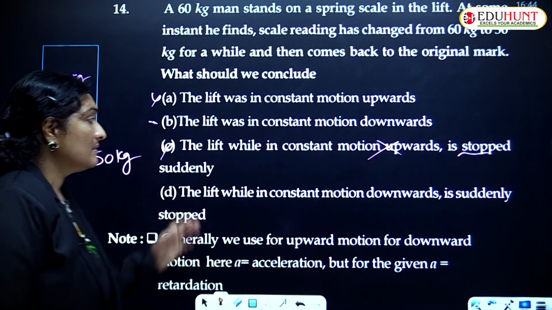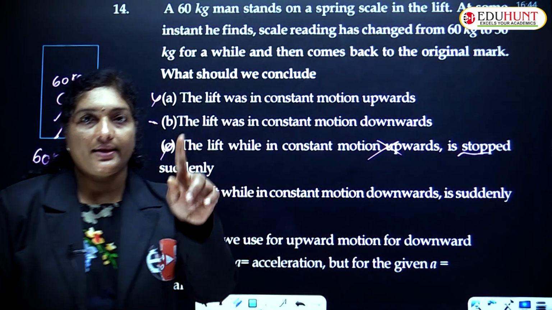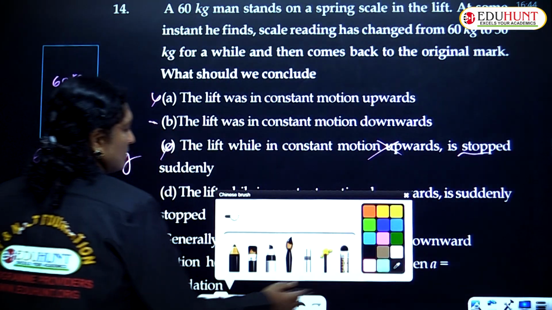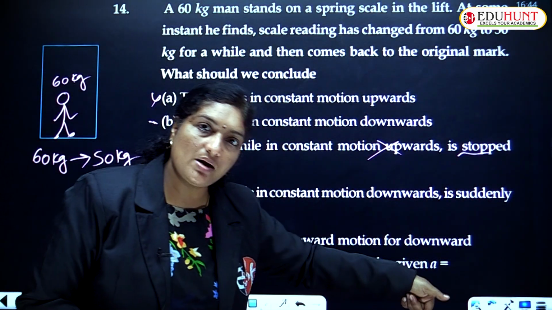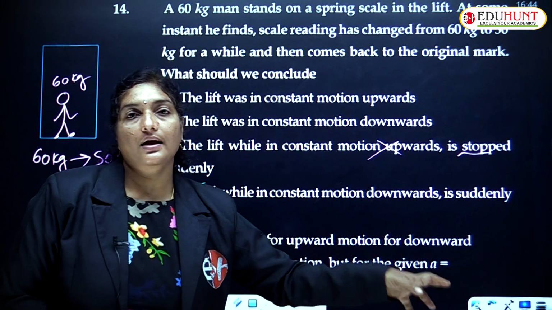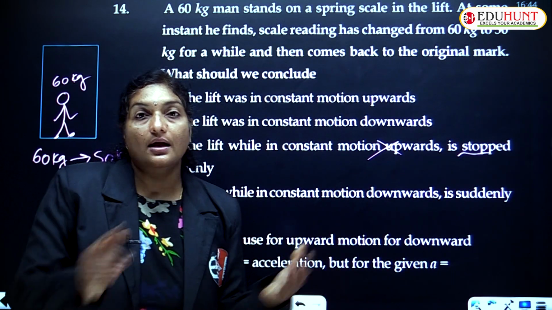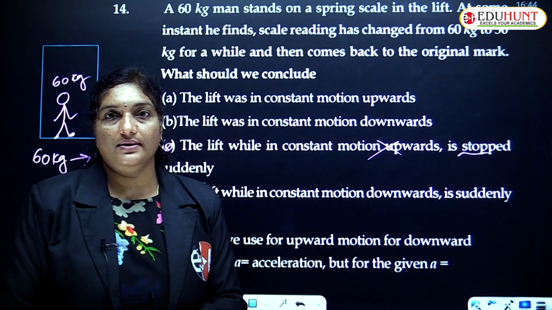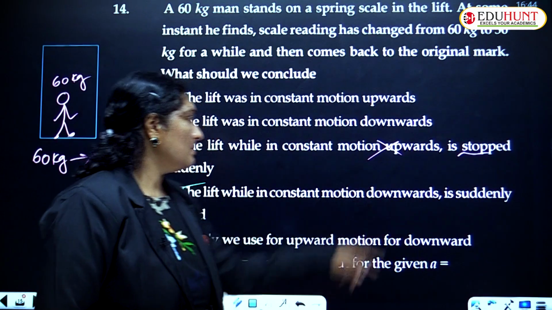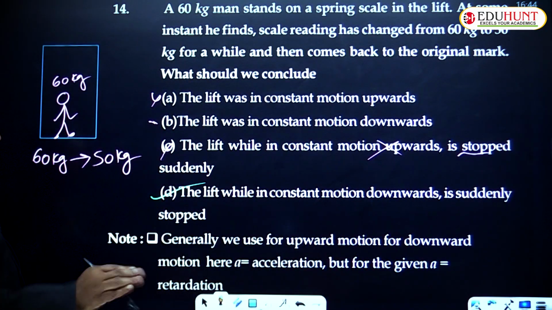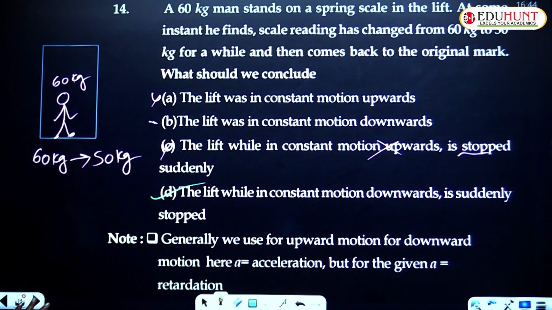Now the last one, the lift while in constant motion downwards is suddenly stopped. Yes. So there is a possibility of this. While there is constant downward motion, there can be a decrease in its apparent weight. But when it suddenly stops, a sudden force is applied on it, and it may regain back due to inertia. So, suddenly stopped while moving in the downward direction. So, the correct option must be option D.